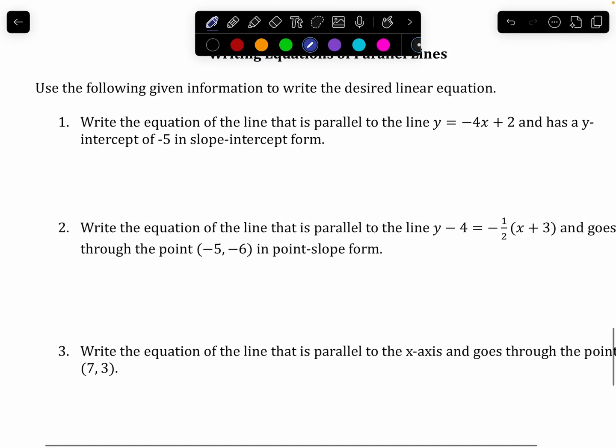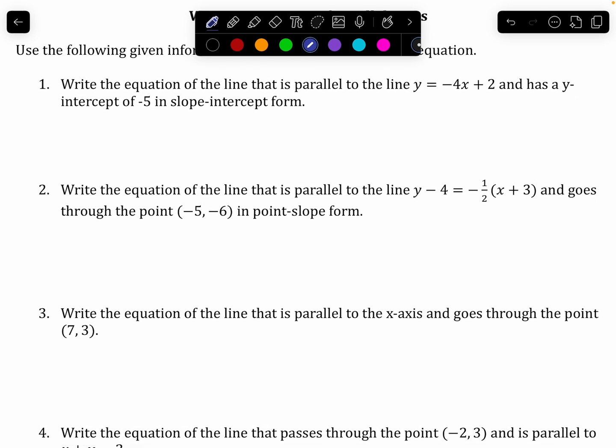All right, so it says use the following given information to write the desired linear equation. Number 1 says write the equation of the line that is parallel to the line y equals negative 4x plus 2 and has a y-intercept of negative 5 in slope-intercept form. So I'm supposed to be writing an equation in the form y equals mx plus b. And a lot of kids go, oh, I've already got it. That's my equation. But that's not your equation. That is an original equation, but we are trying to create an equation of a line that is parallel to this line. I don't care about that line.